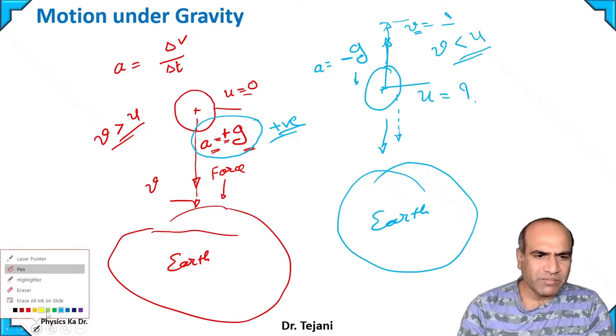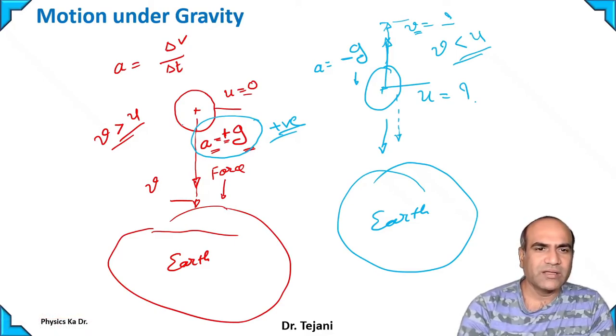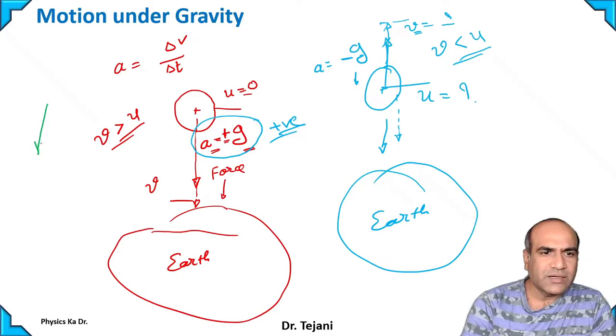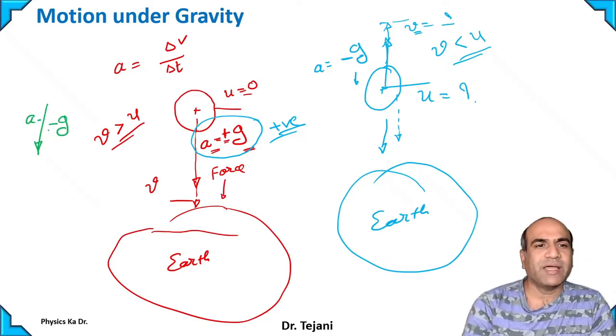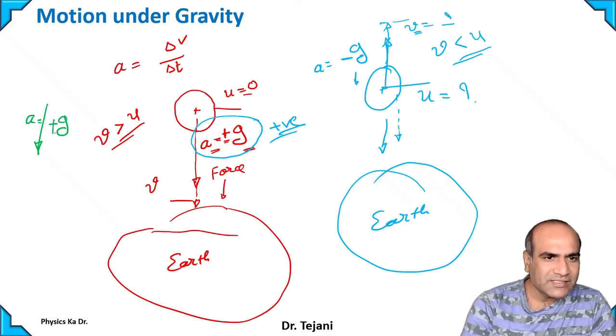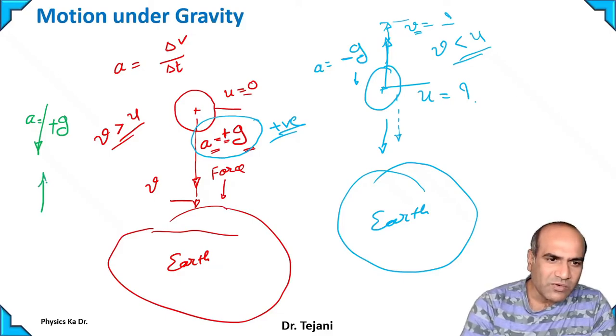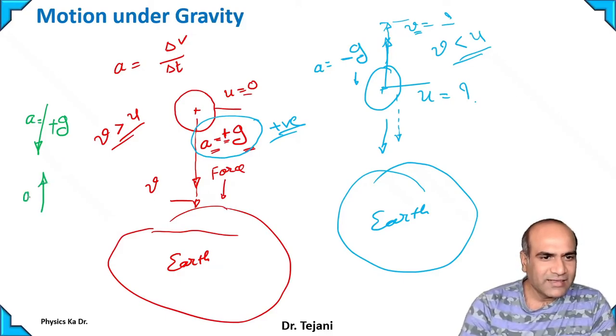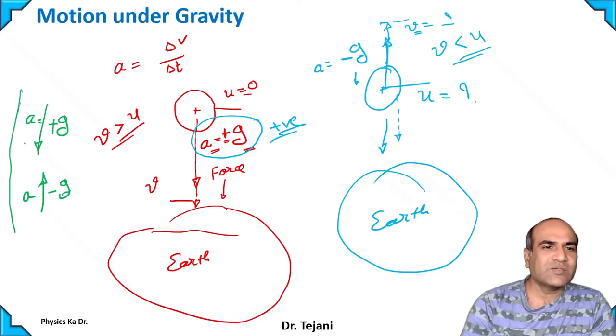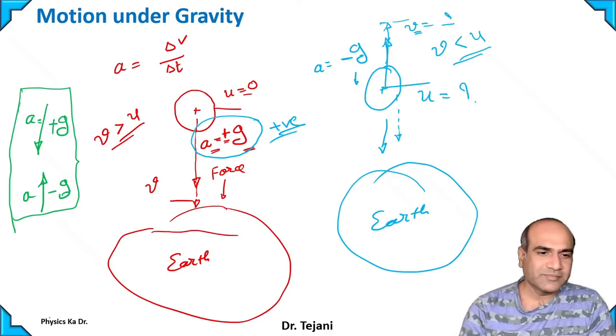So here, just remember two things. When the ball moves in the downward direction, g, acceleration becomes negative. Wrong. Acceleration is positive. And when the ball moves in the upward direction, acceleration becomes negative. Just this much you need to remember. No other part is required to remember.